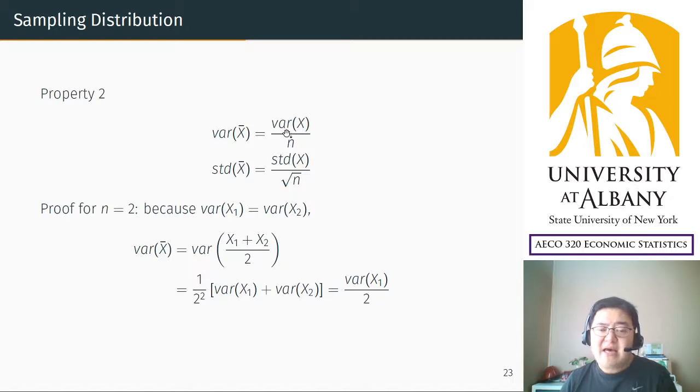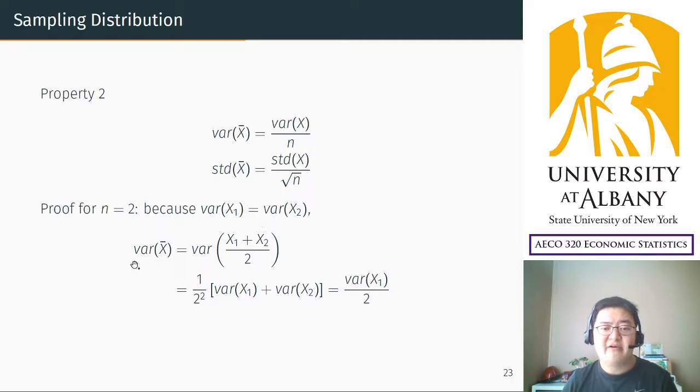So it means that as the sample size increases, the variance or the standard deviation decreases, right? So they are inversely proportional to the sample size. Its proof is also simple.